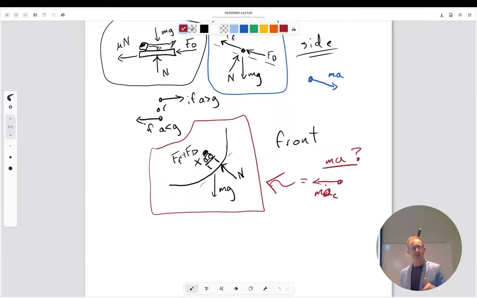But the main thing is I'm either not changing speed or it's not changing by a lot, but I know I'm changing direction, so my forces have to add up to that change in direction. Kind of makes sense? So in both of these cases, whether I'm looking at the side or the front, I'm looking at the geometry of motion to figure out how to define acceleration, rather than looking at forces to define my coordinate system. It's a different way of approaching the problem.